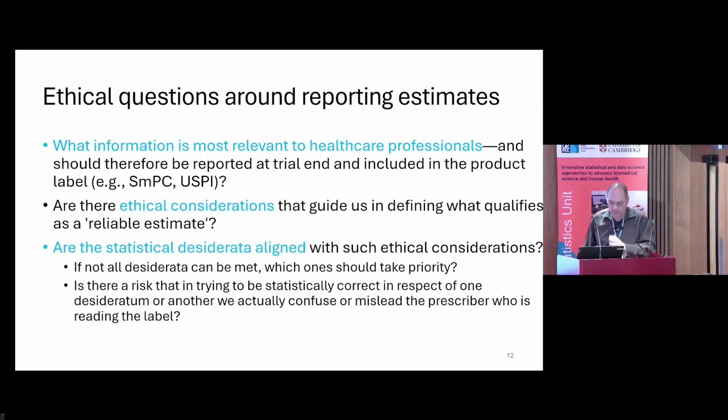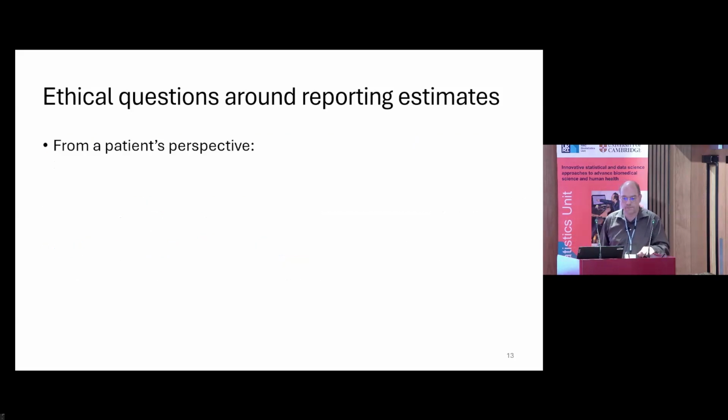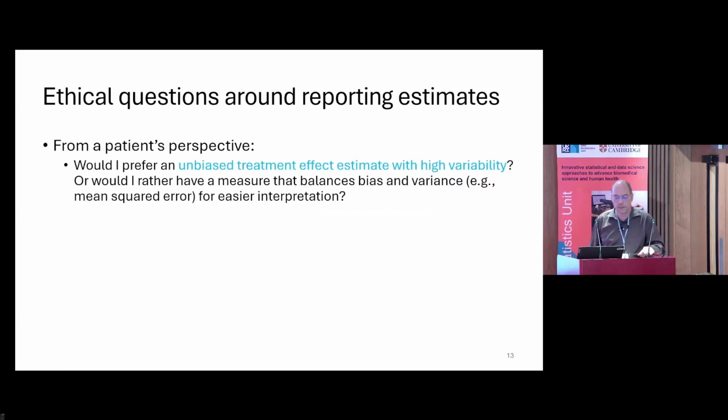At this point, I realized when I was putting the slides together, I'm not just a statistician, I'm also a patient. So I asked myself, what do I want to see in a label? Would I prefer an unbiased treatment effect estimate with very high variability, which essentially means that the actual results in the trial are not very reliable, because due to the high variability they can be all over the place? Or would I rather have a measure that balances bias and variance in some way, for example mean squared error, for easier interpretation?